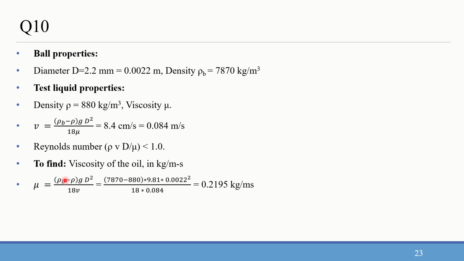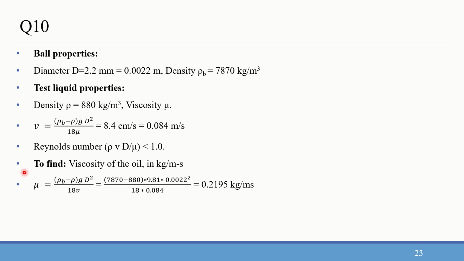Mu is equal to (7870 minus 880, that is the density of oil, and sorry, 880) into g, 9.81, into d, that is the diameter of the particle, 0.0022, whole square, divided by 8 divided by v, that is 0.084 meter per second. So that will give us 0.2195. Viscosity is given as 0.2195 kg per meter second.